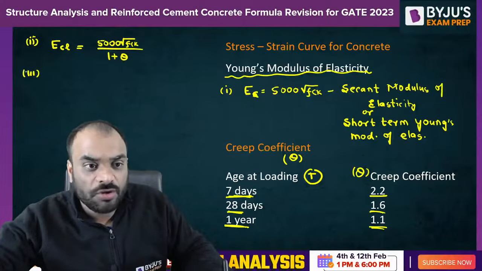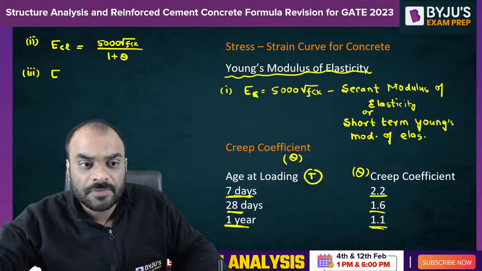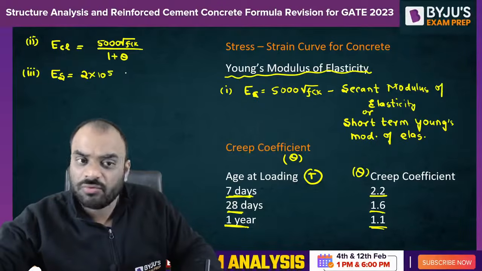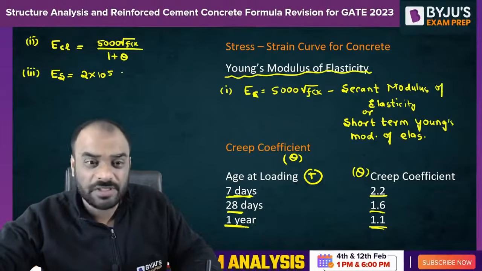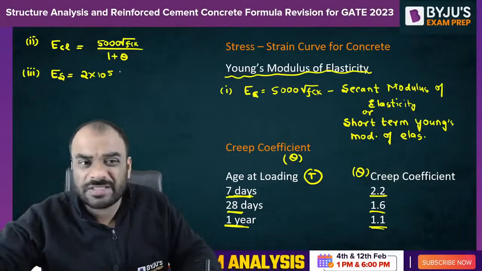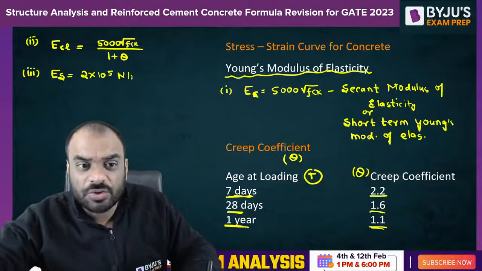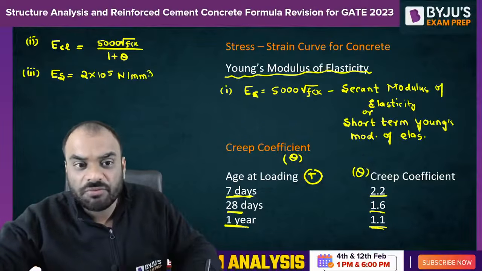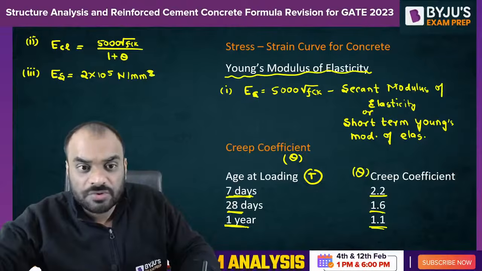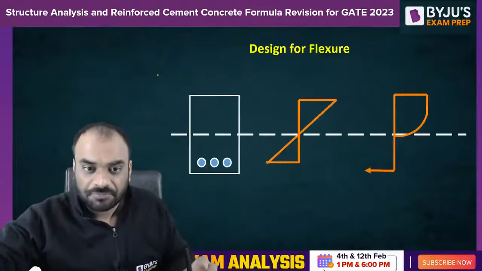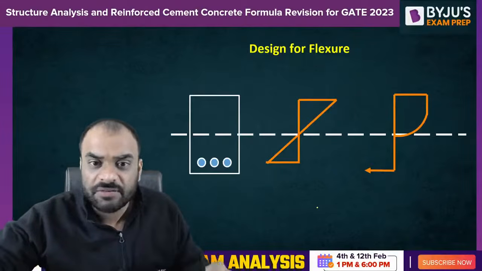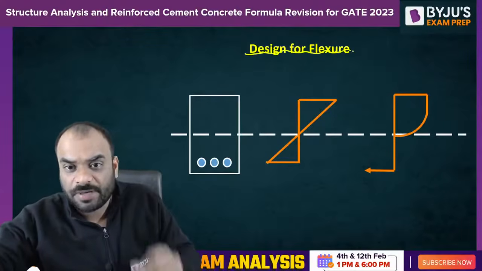What is the value of ES, which is recommended by IS code, Young's modulus of elasticity for steel? It is basically 2 into 10 raised to power 5. Whatever type of steel, it doesn't matter whether it is mild steel or HYSD bar, you have to use the same value, which is 2 into 10 raised to power 5 Newton per mm square. Clear? Okay. Next thing, which is related to the design for flexure part.